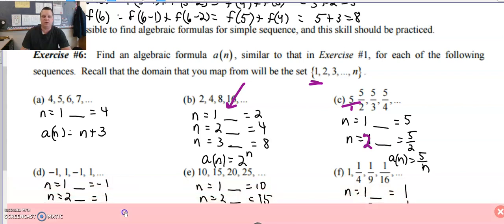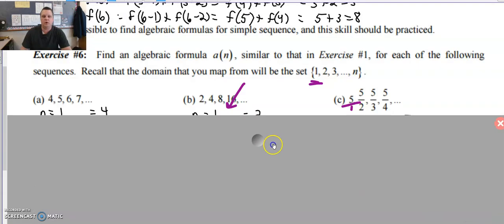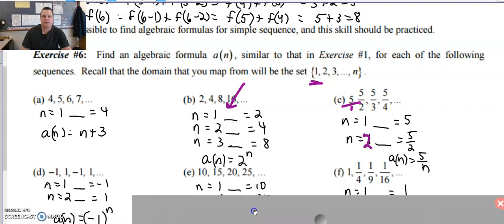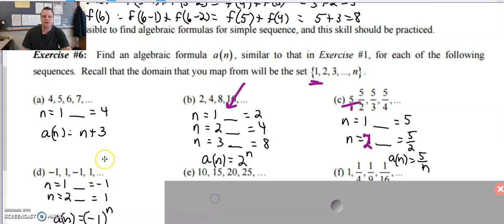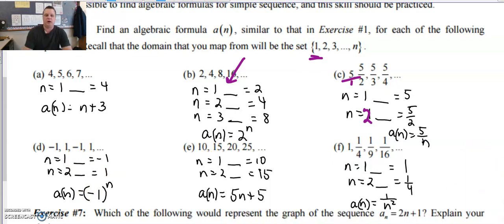Now, this one here in letter D, this is a rule that you see quite a bit. Okay, so whenever you see them alternating positive to negative, what happens is you have a -1 raised to the n power. It's what will happen. Okay, and we'll talk about that more when we get into it. Letter E and F, okay, I'll show them so you can copy.